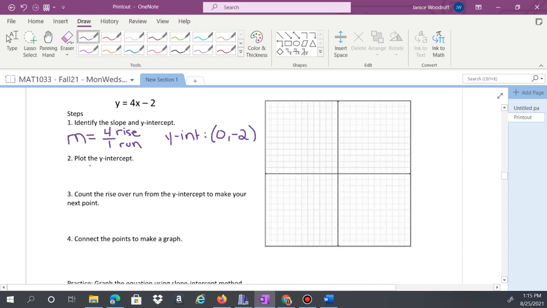So the first thing you do is plot the y-intercept. If it helps you to remember mx plus b, b comes before m in the alphabet. I do the b first, then the m. Okay, so -2 on the y-axis, right here.